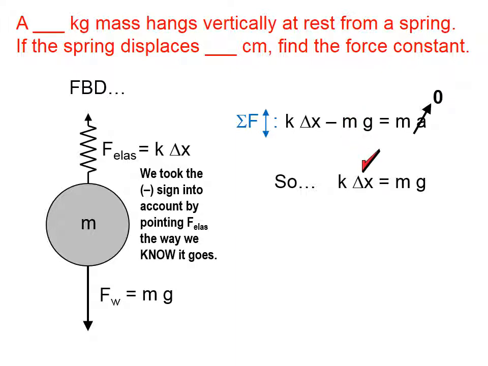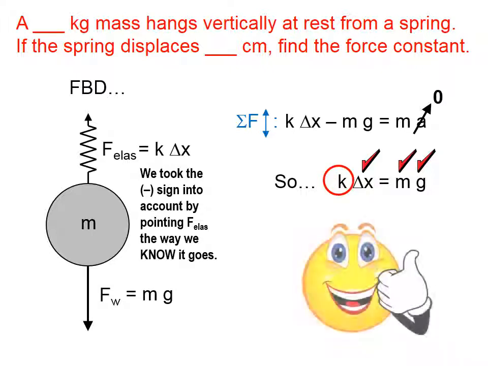We know what the displacement is. That's given in the problem. We know what the mass is. We're going to assume that we're on Earth, so we know that g is 9.81 meters per second squared. We solve that for k.